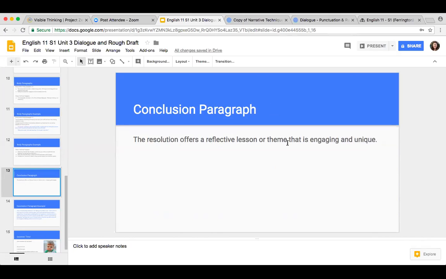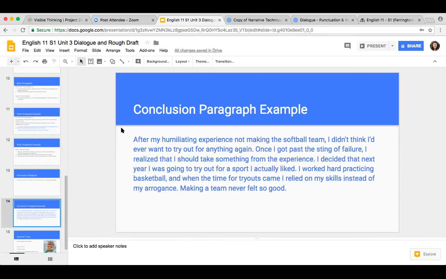And then the resolution offers a reflective lesson or theme that's engaging and unique. So for my conclusion paragraph, the example I'm using here: after my humiliating experience not making the softball team, I didn't think I'd ever want to try out for anything again. Once I got past the sting of failure, I realized that I should take something from the experience. I decided that next year I was going to try out for a sport I actually liked. I worked hard practicing basketball, and when the time for tryouts came, I relied on my skills instead of my arrogance. Making a team never felt so good. So the idea of the lesson learned is that if you want to do something successfully, you have to put in the effort for it.